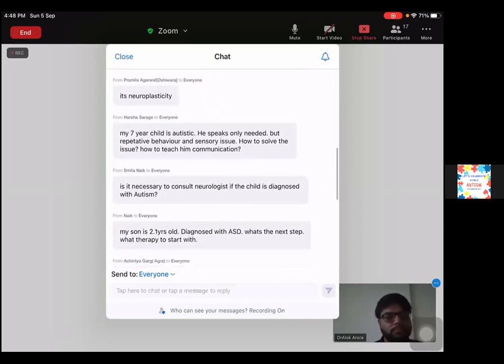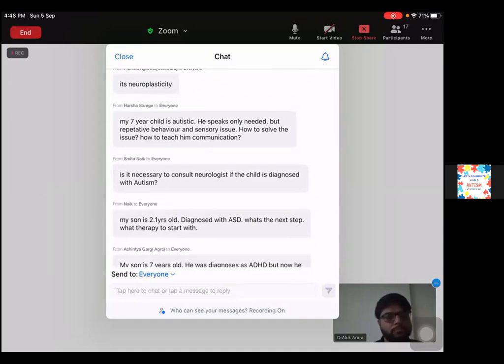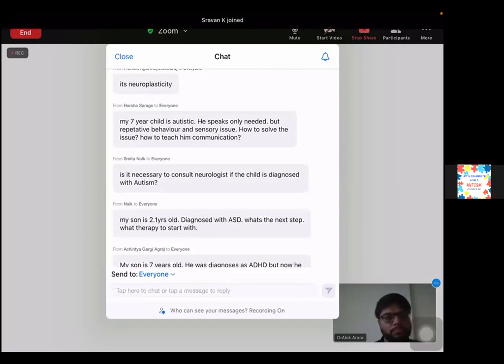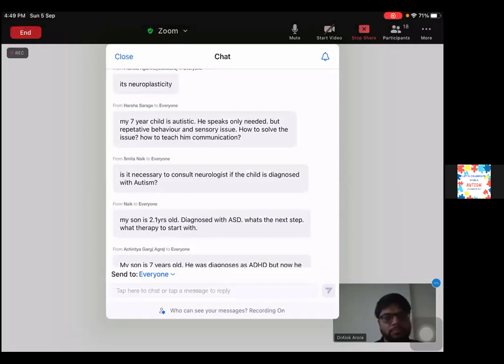The second question is from Mrs. Nita Naik, that a child is diagnosed with autism spectrum, 2 years and 1 month old. And what's the next step? What therapy to start with? And is it necessary to consult a neurologist if the child is diagnosed with autism?